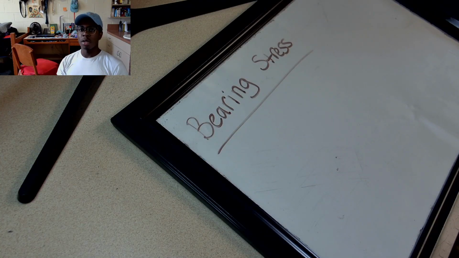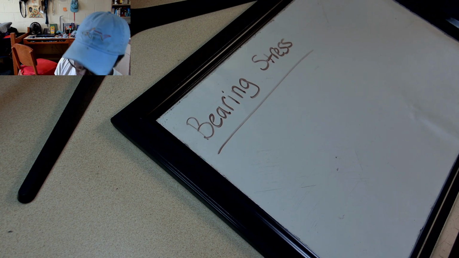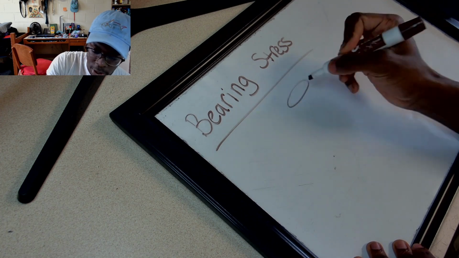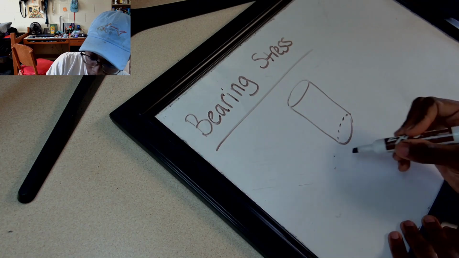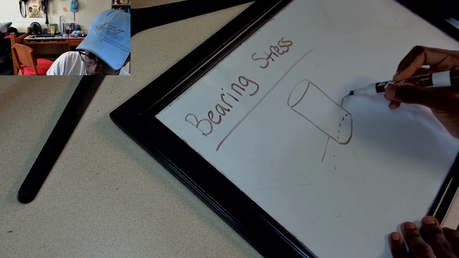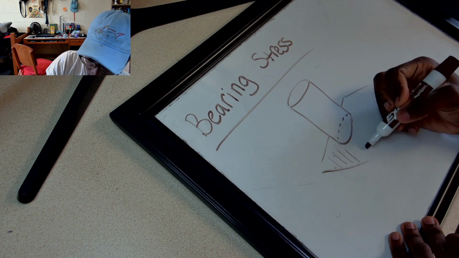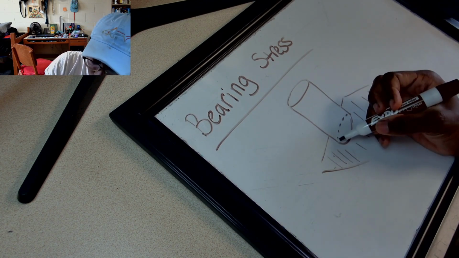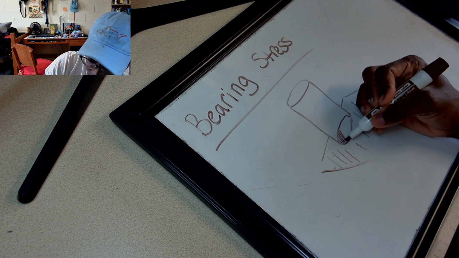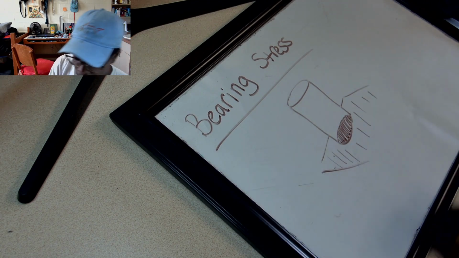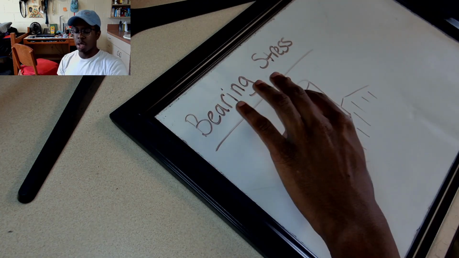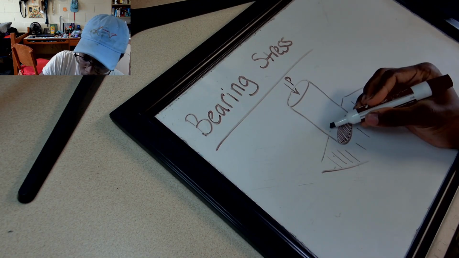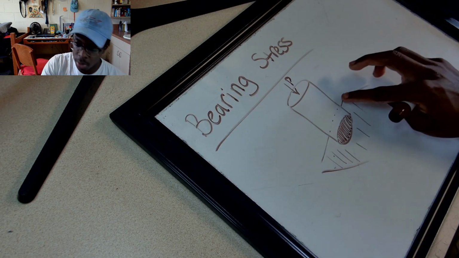Yet another kind of stress we have is bearing stress. So let's make our trusty cylinder again, and we're going to put this on some sort of fixed surface. And we're going to declare our area down here. This is our area of interest. And there's some force P pushing this cylinder into our surface, right?